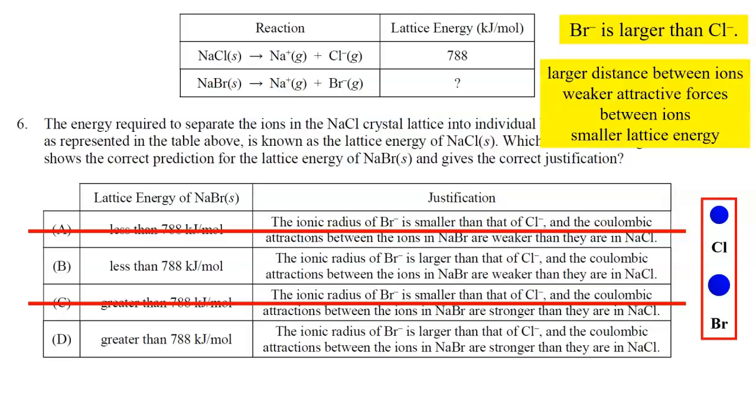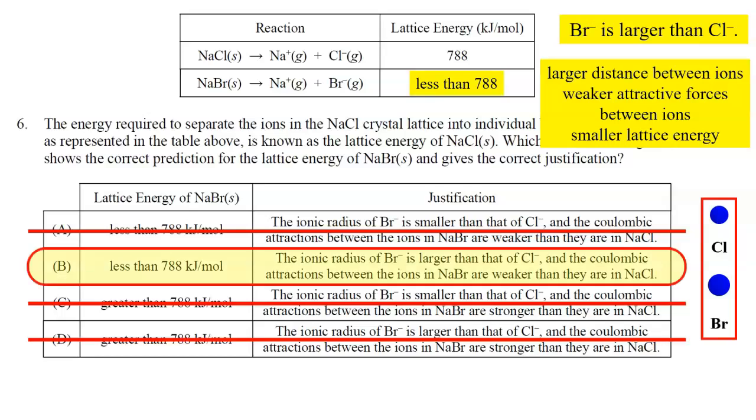Let's take a look at the attractive forces between the ions. A larger distance between the ions would imply weaker attractive forces between the ions and a smaller lattice energy. So the correct answer to question 6 is not D, but rather B.